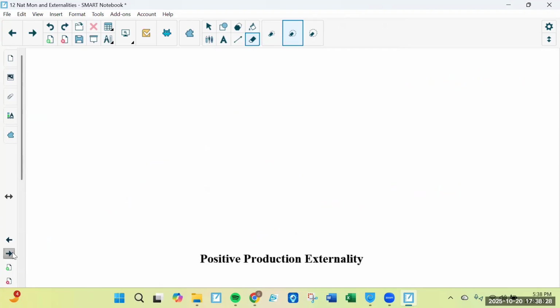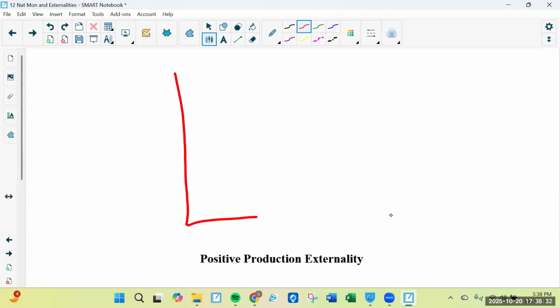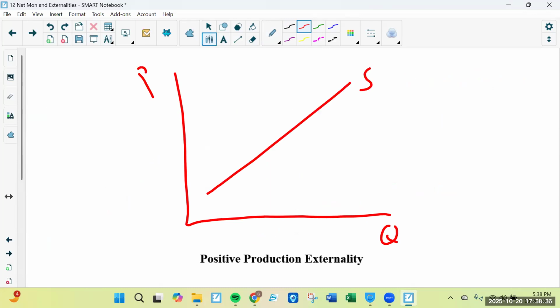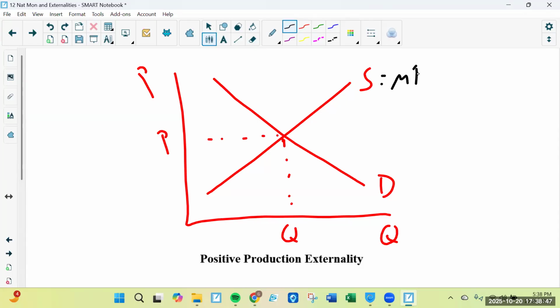Okay, so let's look at a positive production externality. Quantity and price, upwards from supply, downwards from demand. Here's where we are. It's an externality, so we've got to check our privates. It's going to be marginal private cost. This is marginal private benefit, right? Now, this is a positive externality, so we actually want more of it. So whatever we shift, we're going to shift to the right.